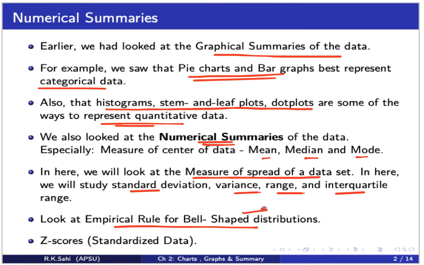Remember, the bell-shaped distributions are the ones which we talked about earlier. They were the symmetric shape kind of things. So these were symmetric distributions, like nice little bell-shaped curves. And we're also going to finally look at z-scores. So let's start with measures of spread.